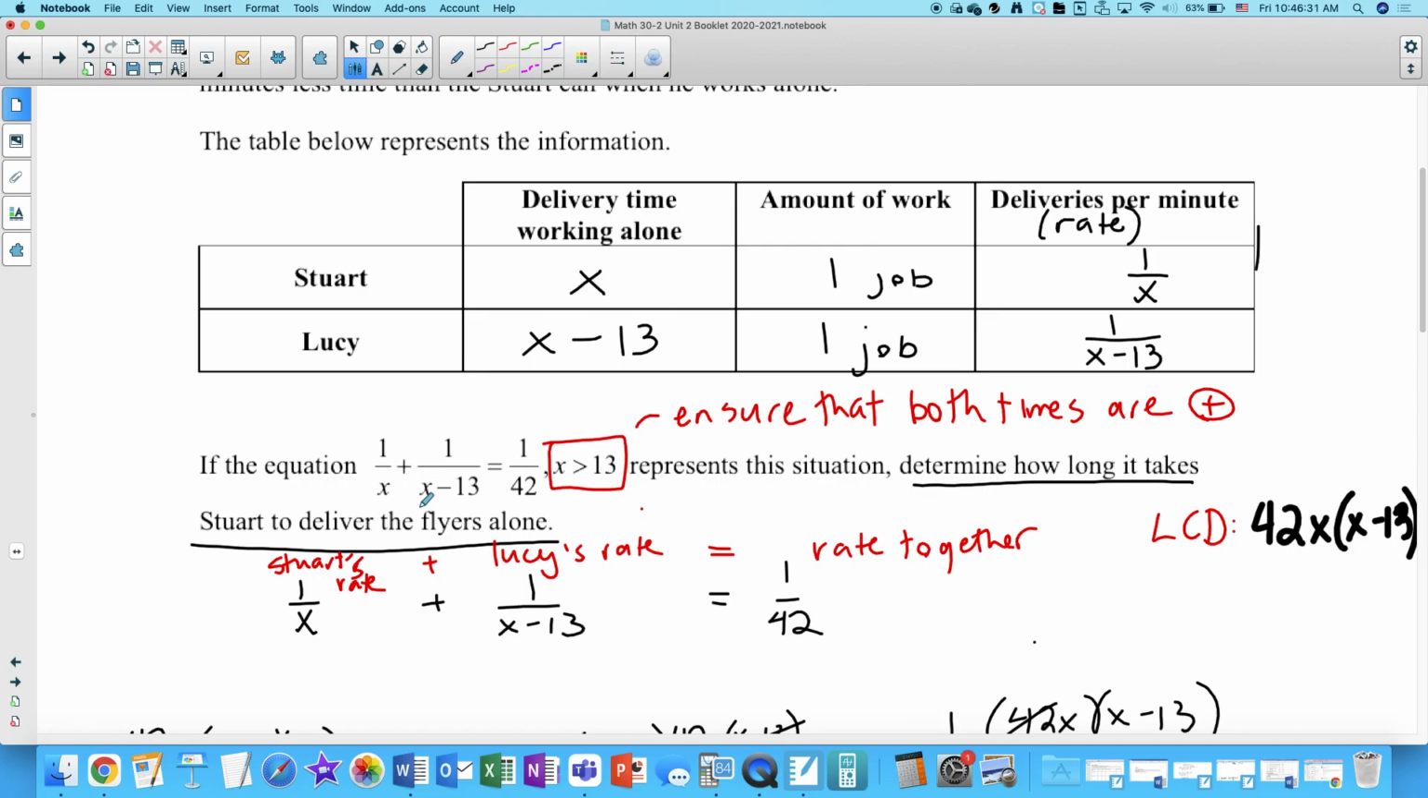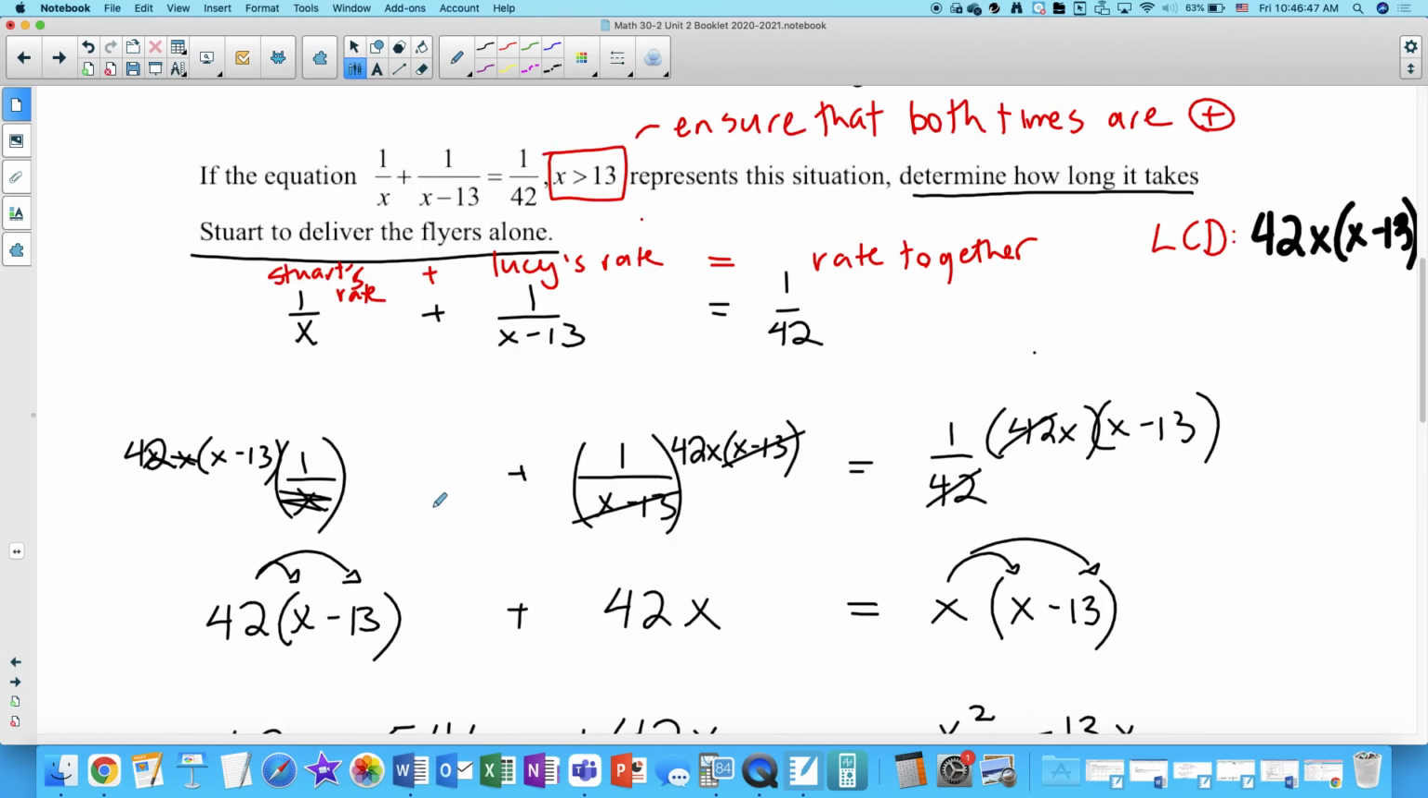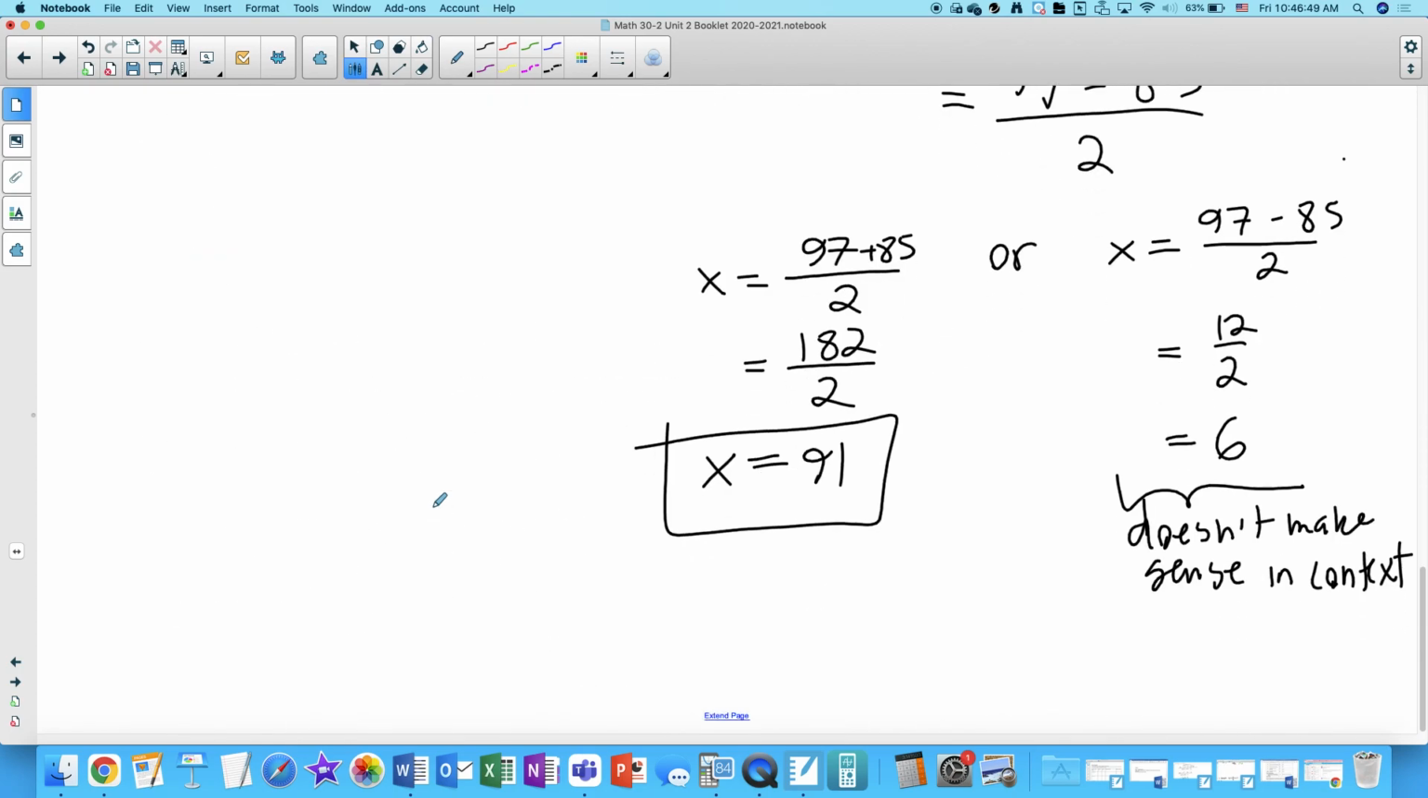But you will sometimes see X is Lucy's time. You solve for that, which is 91 minutes. And the question says, how long did Lucy take to deliver the flyers alone? And then you have to go through that process of subtracting 13. Okay? So really important that you go through that thing at the end where you double check what was asked for. So Stuart takes 91 minutes to deliver the flyers alone.